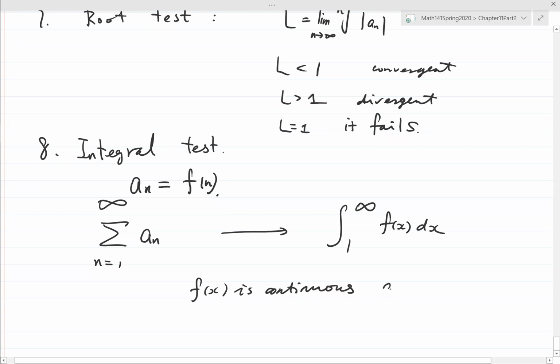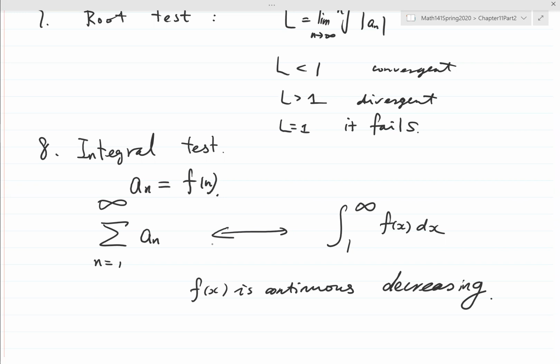It's also decreasing. That's it. Decreasing. Then the series converges if and only if the improper integral converges.